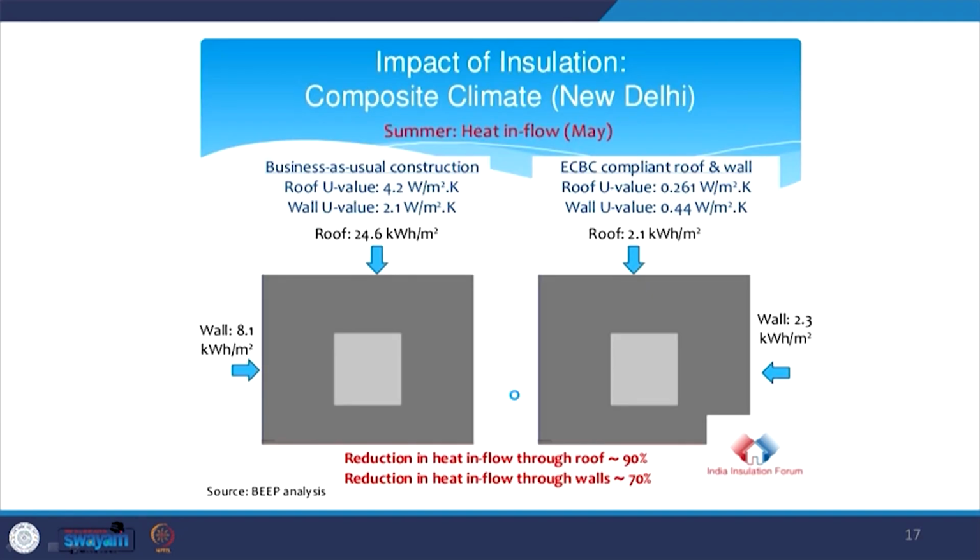So if we look at the impact of insulation, without the insulation being used in a building, this is the amount of heat gain which was received through the roof and through the wall. And if insulation was added, so we reduce the roof U value from 4.2 to 0.261 and the wall U value from 2.1 to 0.44, the amount of heat received through the roof has substantially gone down. It is tremendously low. From 24.6 kilowatt hour per meter square, it has been reduced to 2.1 kilowatt hour per meter square. Now this implies that much less cooling will be required for this building.